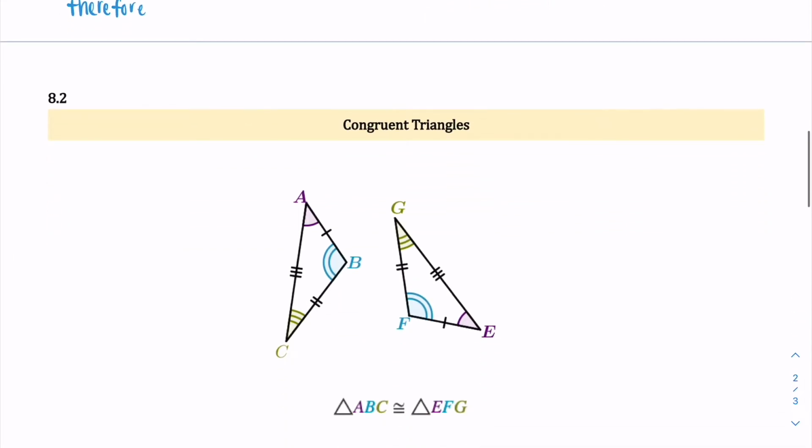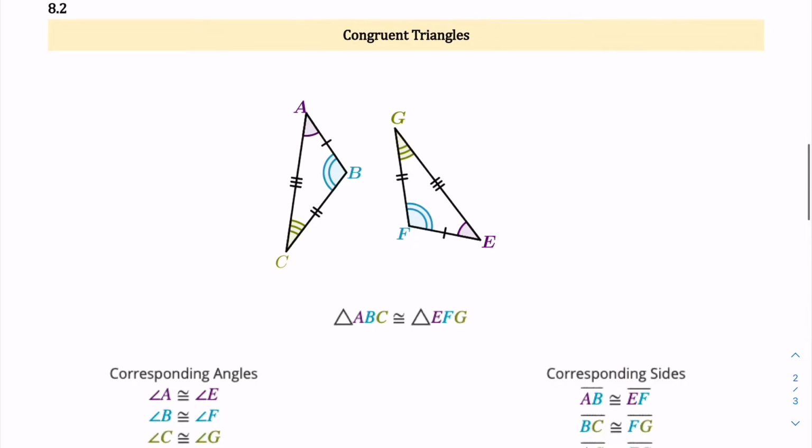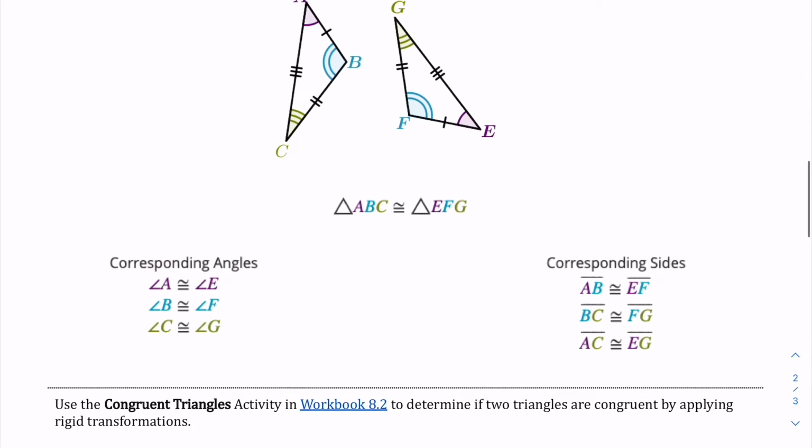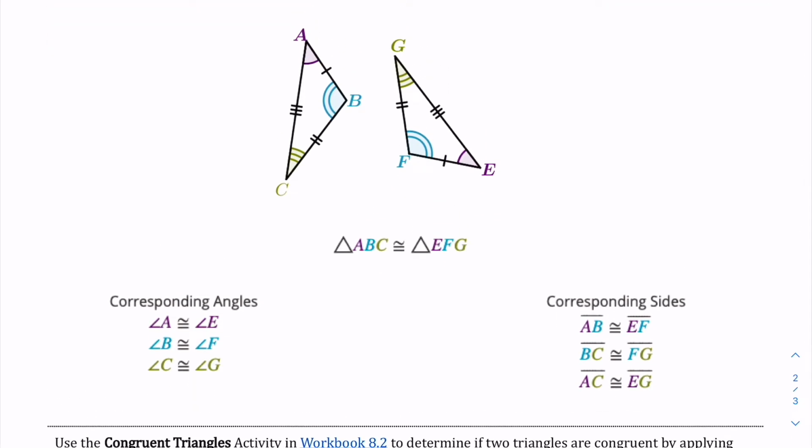Okay, so 8.2, we're going to talk a little bit about the graphic, and then we're actually going to do something that is more interactive in the workbook. So 8.2, congruent triangles. So this is just comparing different congruent statements. So we can say triangle ABC is congruent to triangle EFG, just based on the fact that their corresponding side lengths are the same length and their corresponding angles are the same measurement.